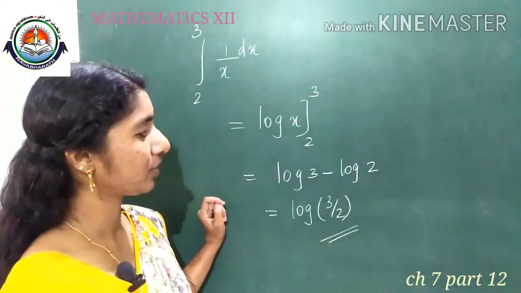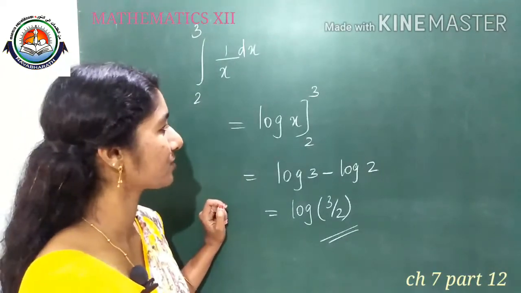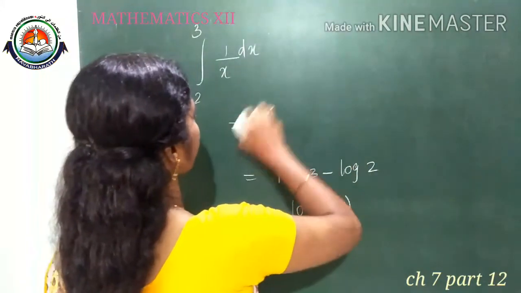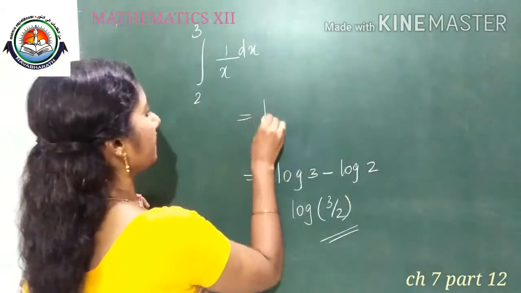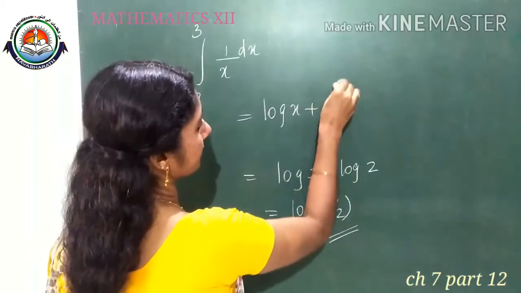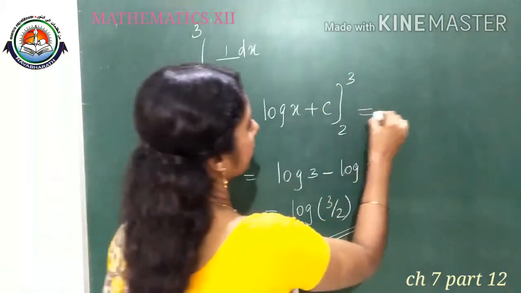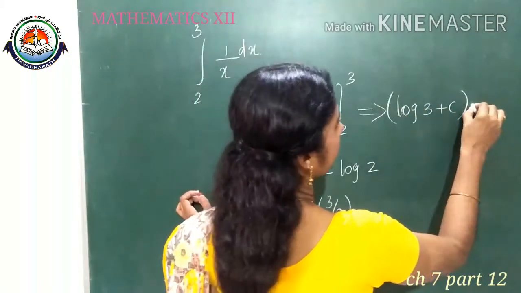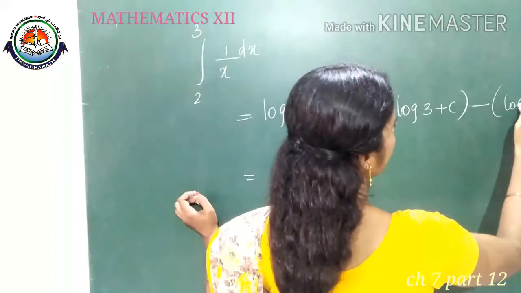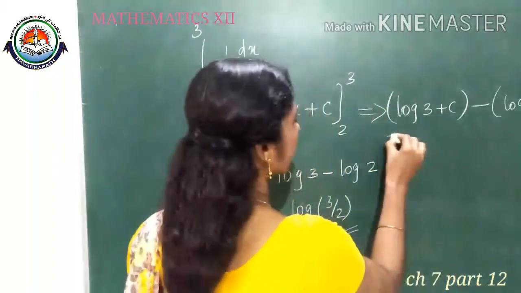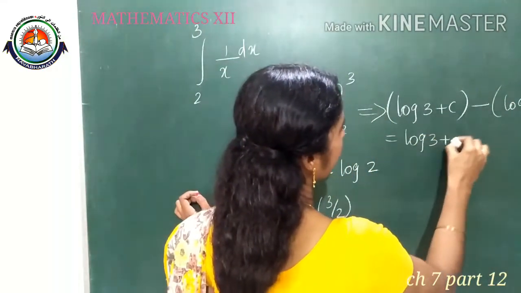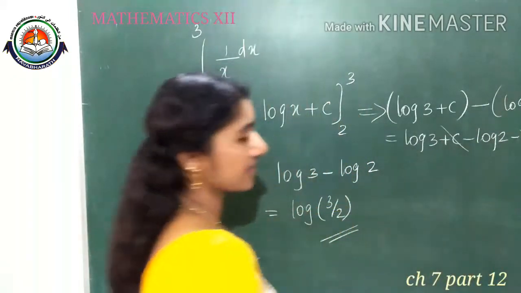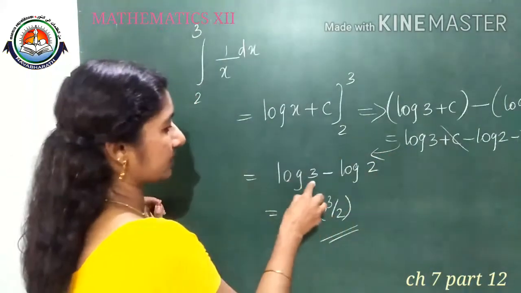Okay. So here no need to write the constant of integration. Suppose you are writing the constant of integration. What will happen? Let us check. If you are writing the constant of integration for this function. See, log x plus c is the integral from 2 to 3. When we are giving the value, log 3 plus c upper limit minus lower limit log 2 plus c. So in the next step it will come log 3 plus c minus log 2 minus c. The plus c and minus c cancel. So we are getting log 3 minus log 2.